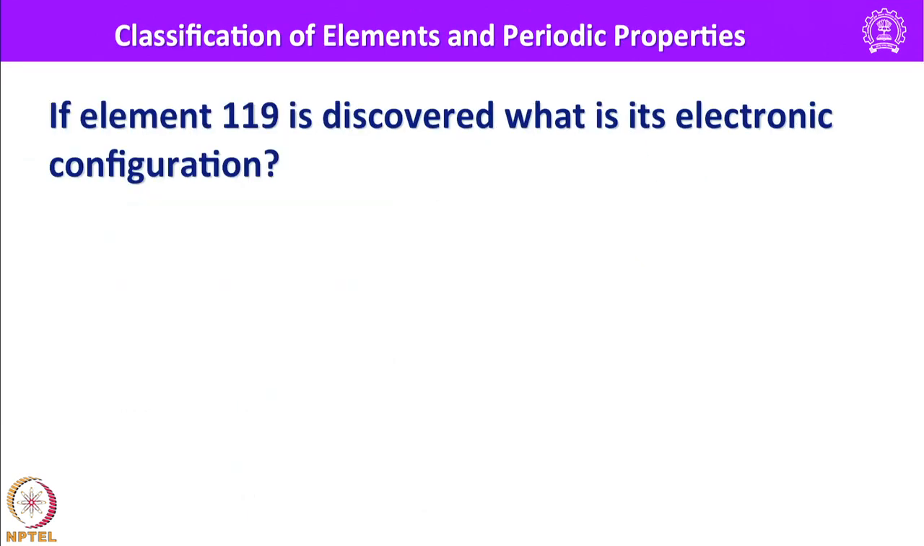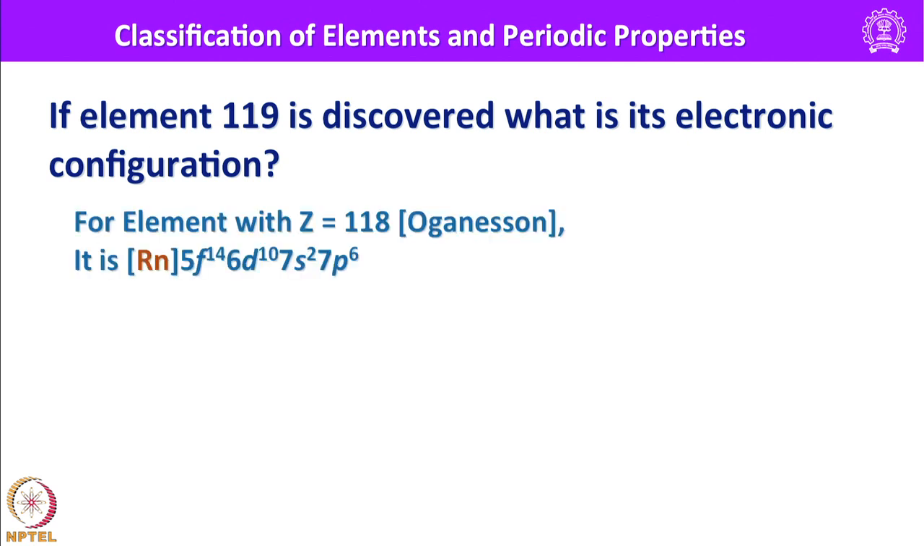So, let us look into another question. If element 119 is discovered, what is its electronic configuration? Let us look into this problem. The element with Z equals 118 is known now. That name is Oganesson, and the electronic configuration of Oganesson can be written as radon, the previous inert gas element, and then adding all the valence electrons, that is 5f14, 6d10, 7s2, 7p6. So, this is the electronic configuration of the element with atomic number 118.